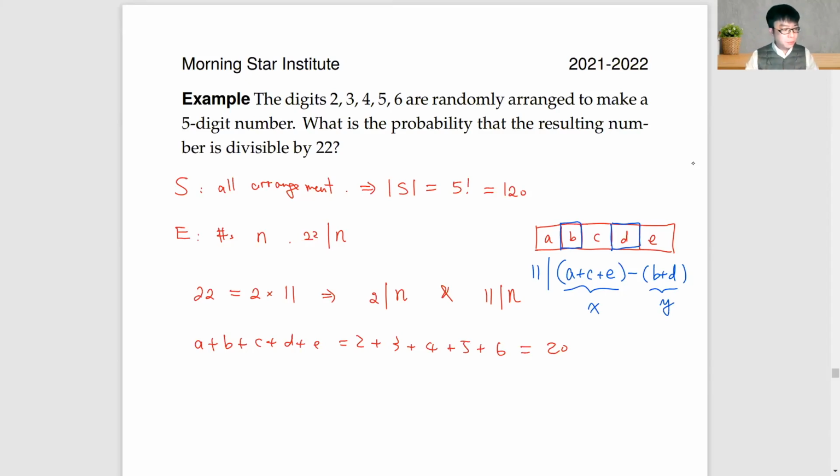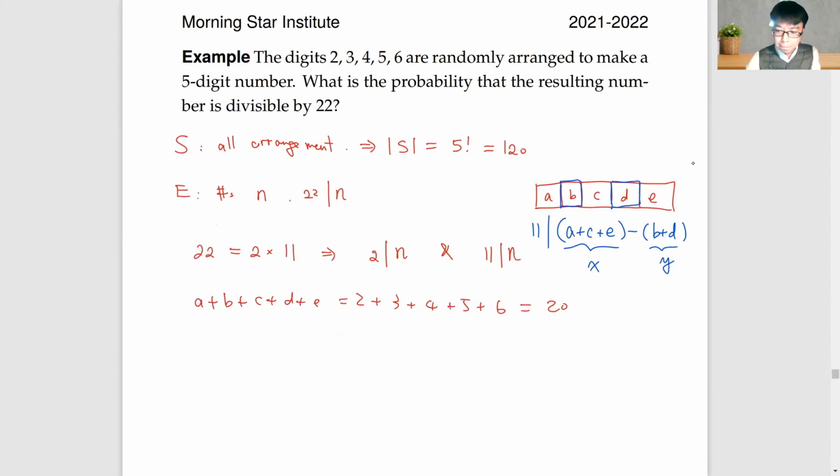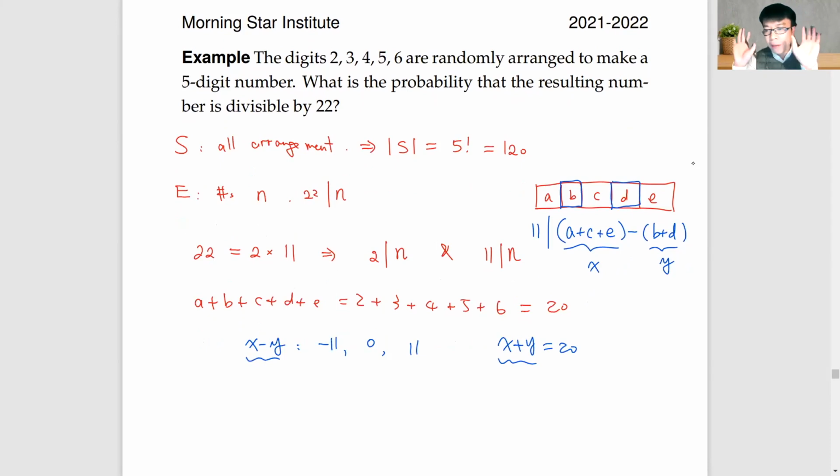What's possible here? So x minus y, the total sum is 20. So we cannot have like 22 or minus 22. x minus y could be minus 11 or 0 or 11, right? But however, we know x plus y equals 20. x plus y and x minus y have the same parity, I mentioned before. So this must be even because x plus y is even, 20 is even. That implies x minus y is also even. So that implies x minus y should be 0.